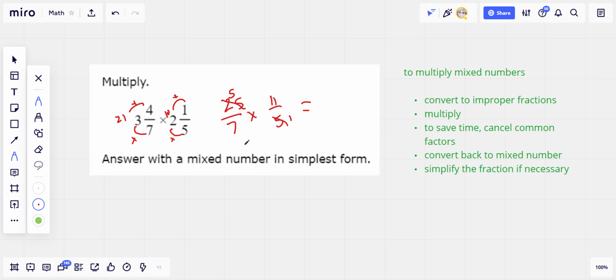Now we can go ahead and do our multiplication because I don't see any more factors to cancel. 11 is prime, 7 is prime, 5 is prime. So 5 times 11 is 55, and 7 times 1, just 7.